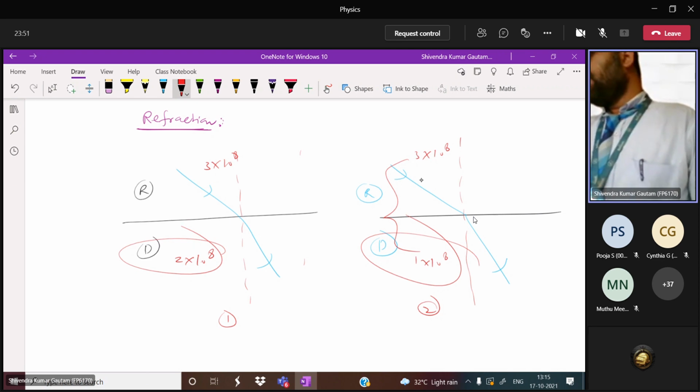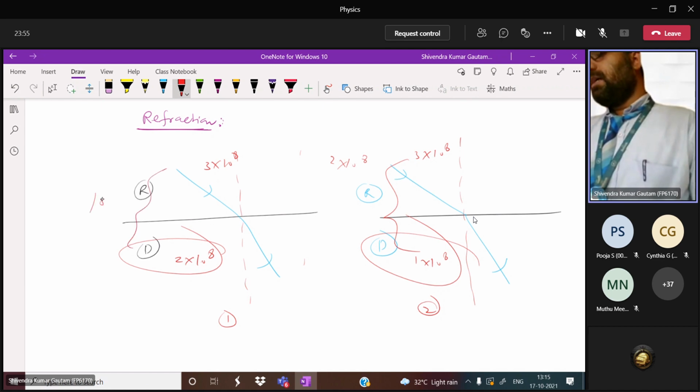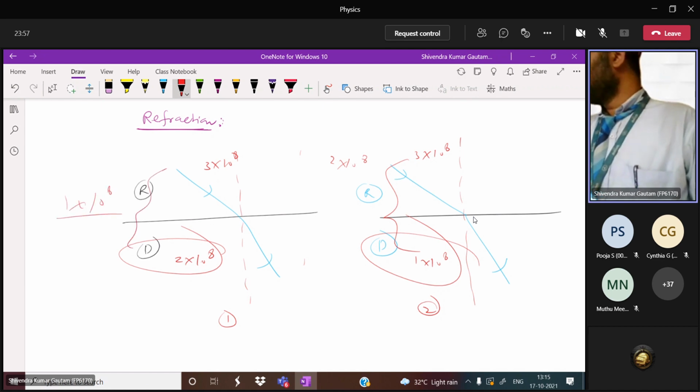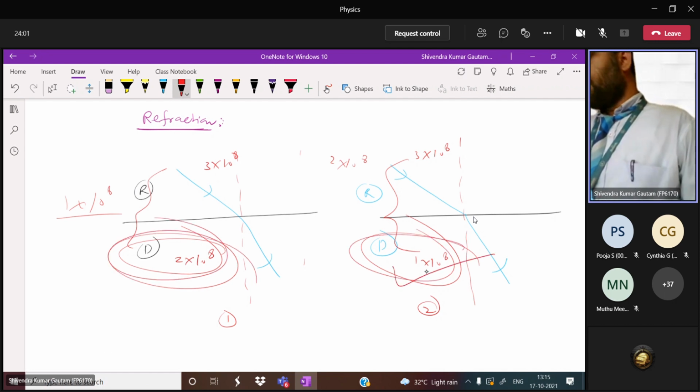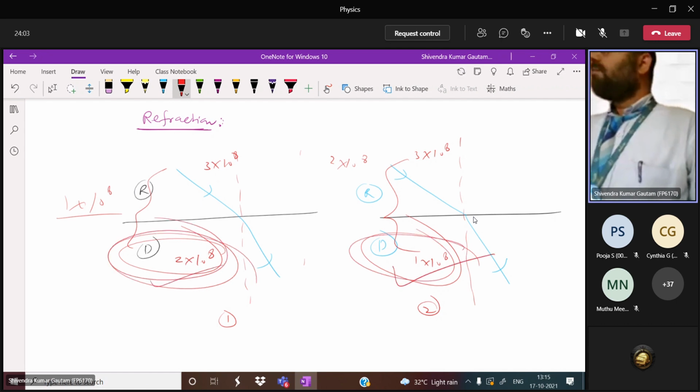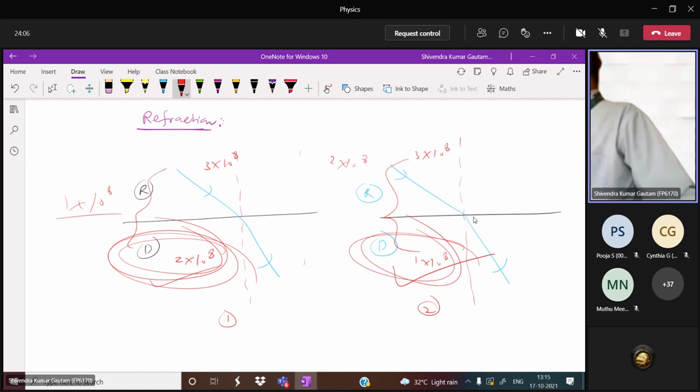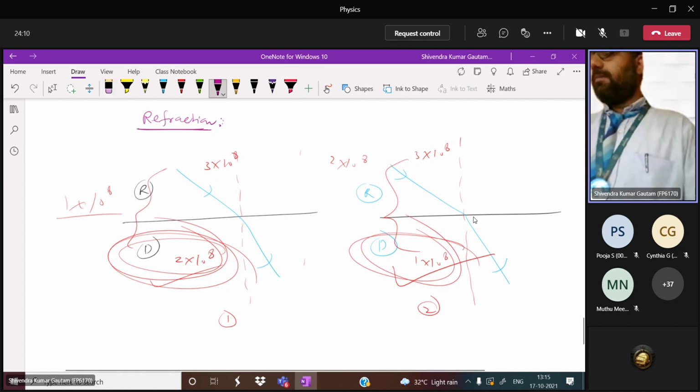Here, how much is the difference? 2 into 10 power 8. And here, how much is the difference? 1 into 10 power 8. If you compare the mediums, this one is more dense compared to this. In another way, by refractive index also, we will discuss how dense they are. So point by point, write down the first point.